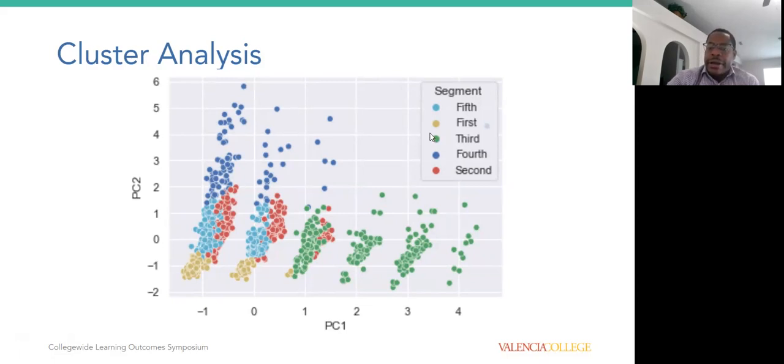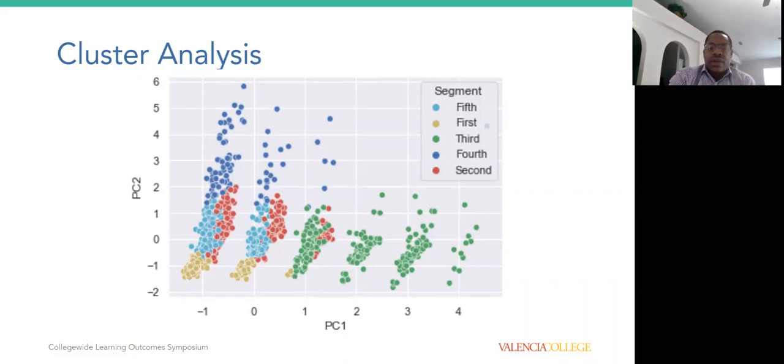Right, so you have your first group being the yellow group, your second group being the red group, and so on and so forth. Third group is the green group. Okay, so we have some type of consolidation of the groups here, right?